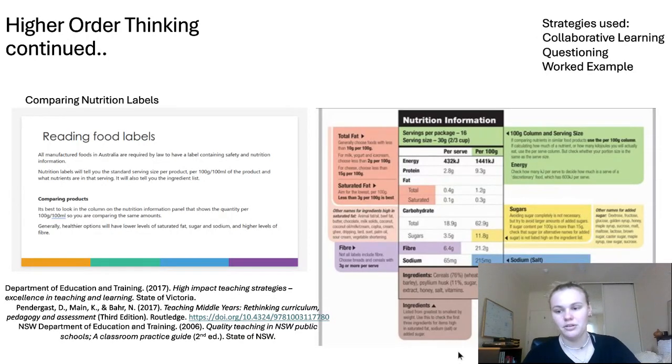This relates to middle years pedagogy, as according to Pendergast through the textbook, using higher order thinking skills with middle years students will see a range of success in students' ability to be intellectually challenged in the classroom. Ultimately, Pendergast and others explain that this intellectual challenge will engage students as they are perceiving the learning as inspiring and challenging.